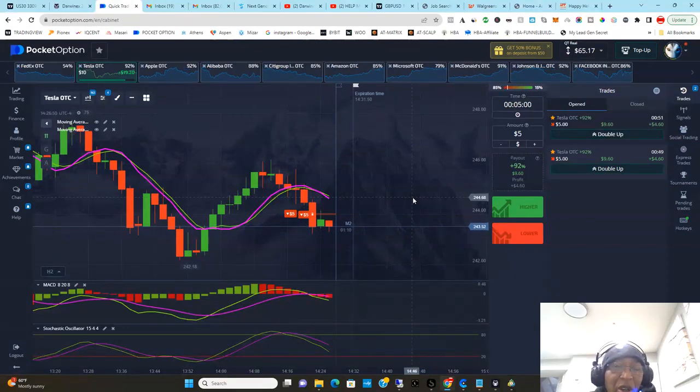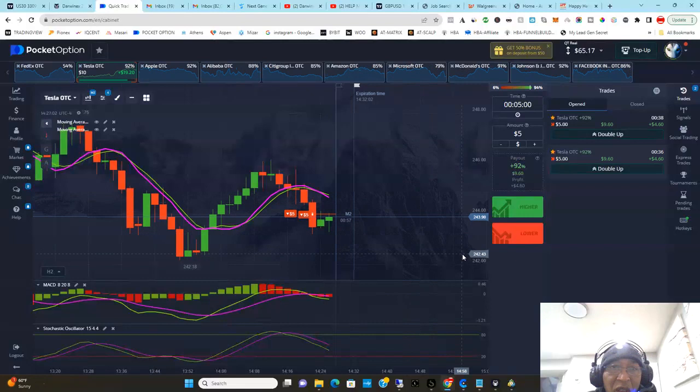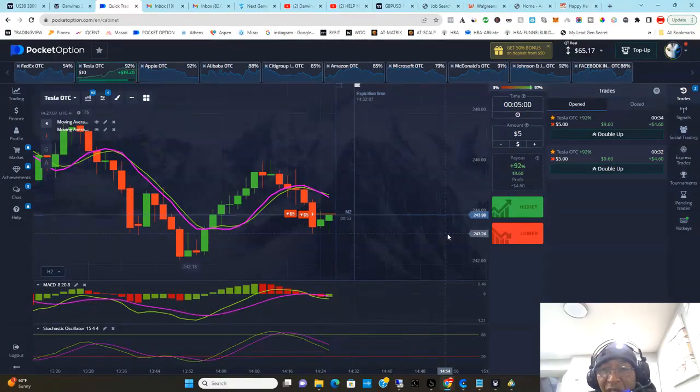So first of all, if you want to learn how to trade binary options, first you have to get an account with a broker like PocketOptions. So you can click the link in the description there, go ahead and open an account. You'll get a free demo account. Just your name and your email address, and of course you can verify your information.